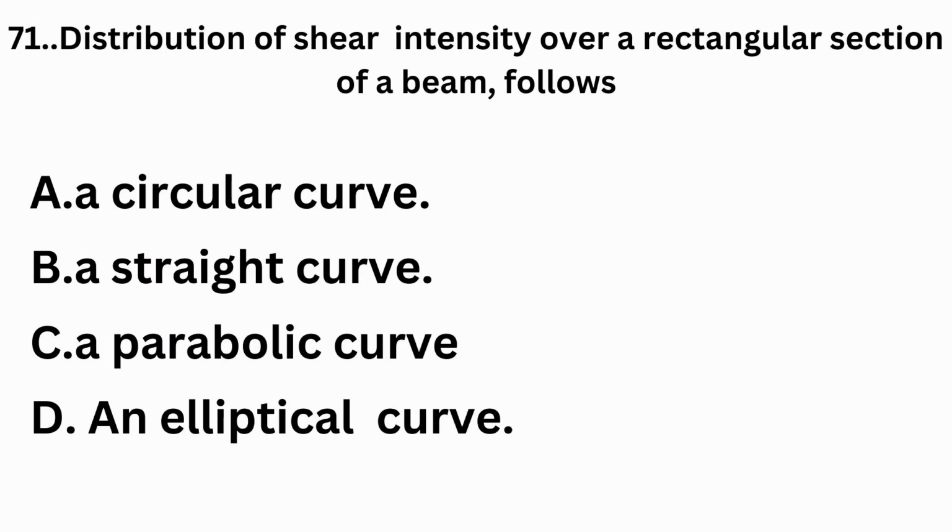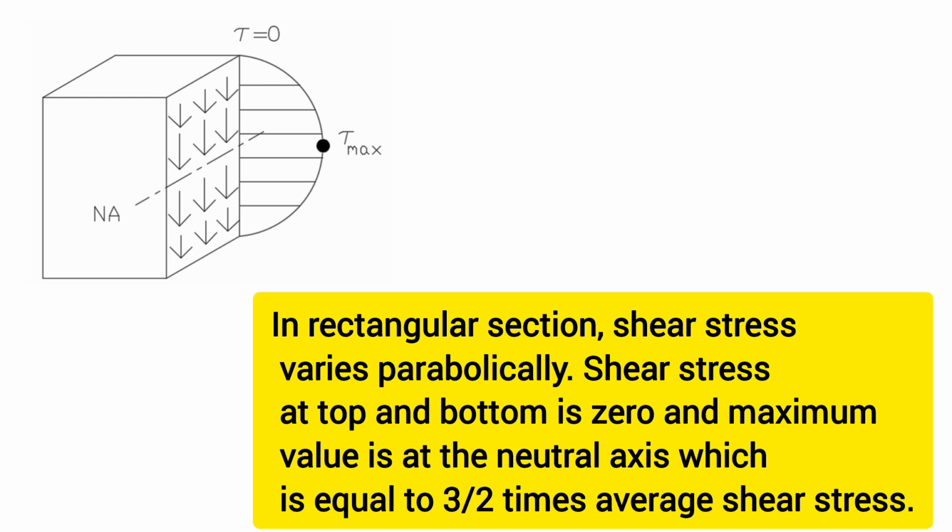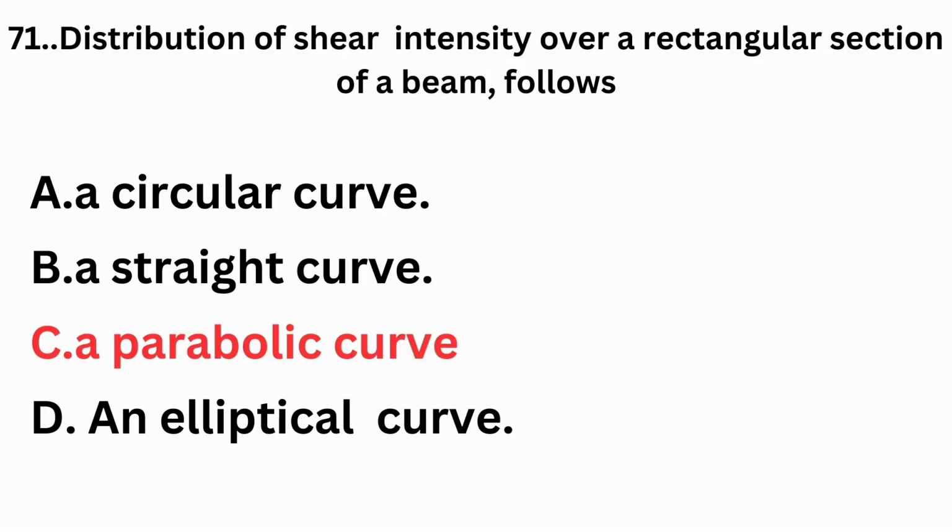71. Distribution of shear intensity over a rectangular section of a beam follows: A. a circular curve, B. a straight curve, C. a parabolic curve, and D. an elliptical curve. So, in a rectangular section, shear stress varies parabolically. Shear stress at top and bottom is 0, and the maximum value is at the neutral axis, which is equal to 3/2 times the average shear stress. The right answer is C.